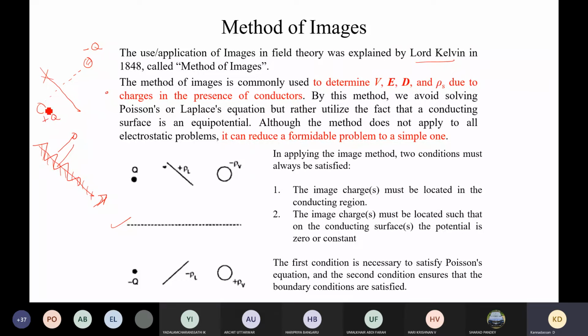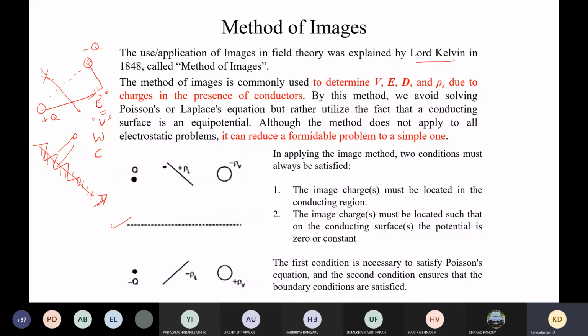Then you can calculate the electric field due to this charged body and its image, and you can easily calculate the electric field. Once you calculate the electric field, you can calculate potential everywhere else, and then you can calculate work done, and you can calculate capacitance. So many problems we can solve within the scope of electrostatics.